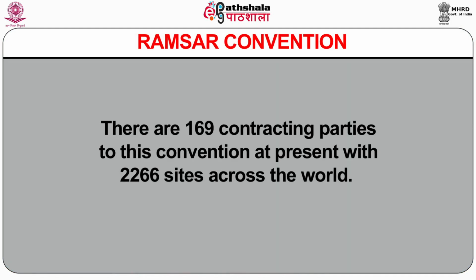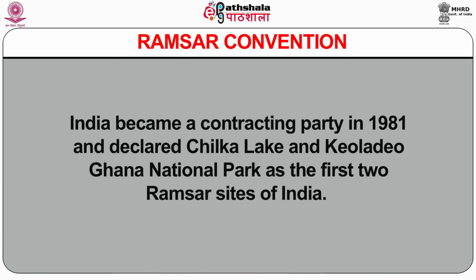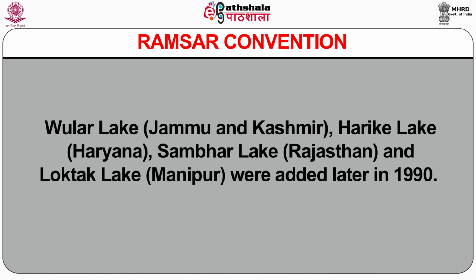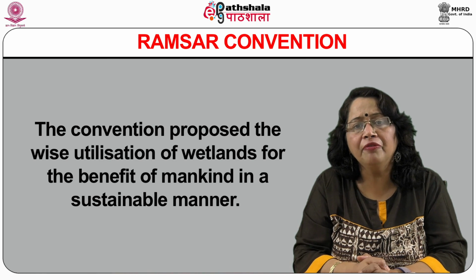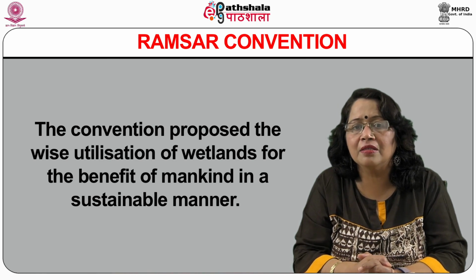There are 169 contracting parties to this convention at present, with 2,266 sites across the world. India became a contracting party in 1981 and declared Chilka Lake and Keoladeo Ghana National Park as the first two Ramsar sites of India. Wular Lake, J&K, Harike Lake, Haryana, Sambhar Lake, Rajasthan and Loktak Lake, Manipur were added later in 1990. The convention proposed the wise utilization of wetlands for the benefit of mankind in a sustainable manner.